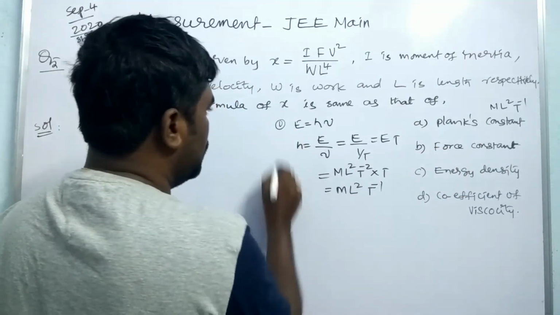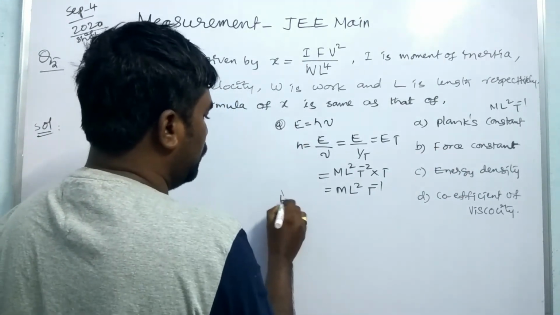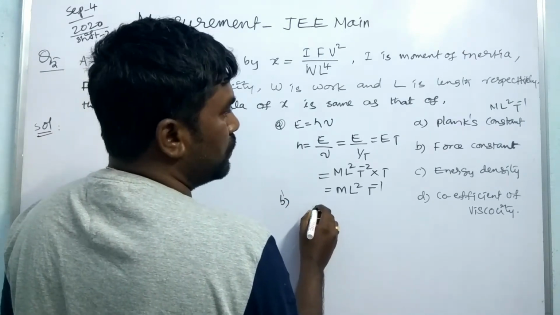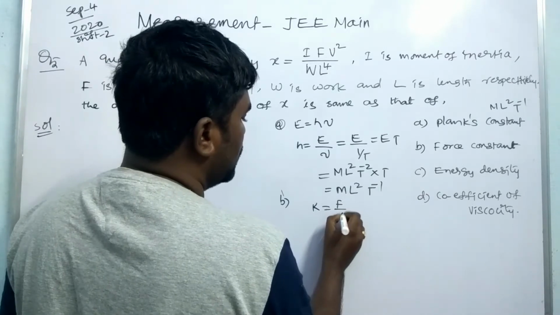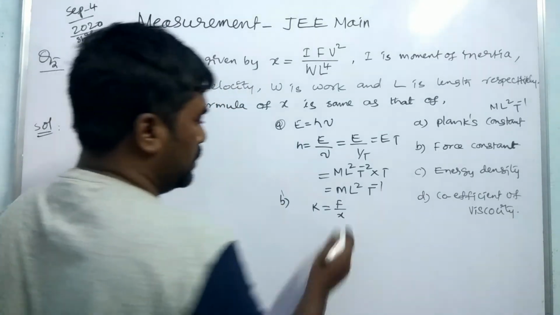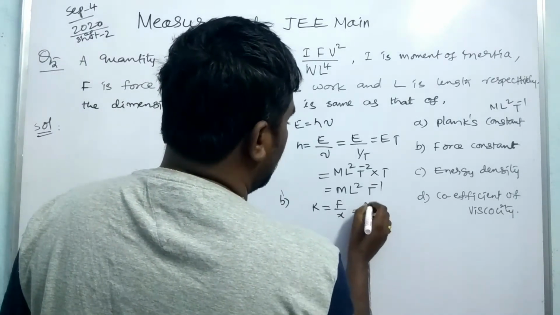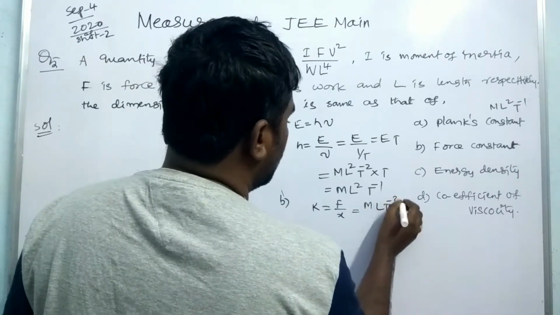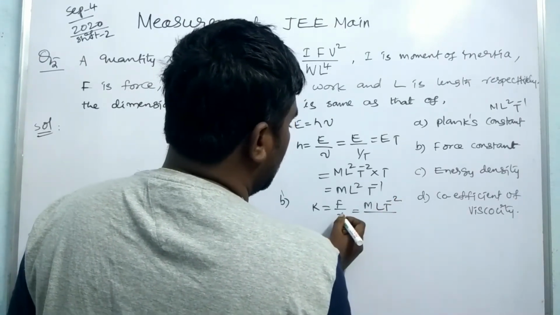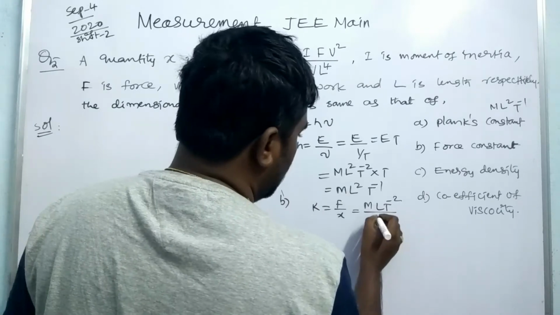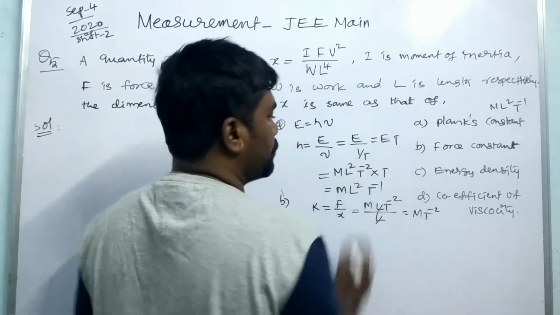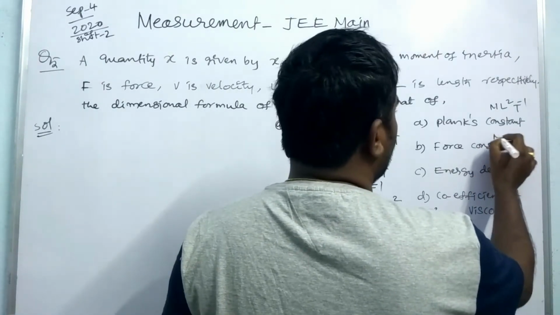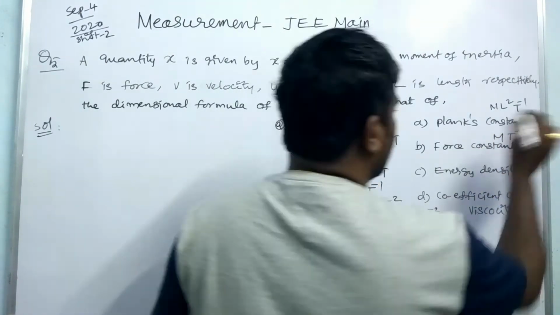So this is one. The force constant. What is the force constant? K equals F by X, since F equals Kx. So force is M L T minus 2, divided by X, which is length or distance, here L. So here it is M T minus 2. So the force constant is M T minus 2.